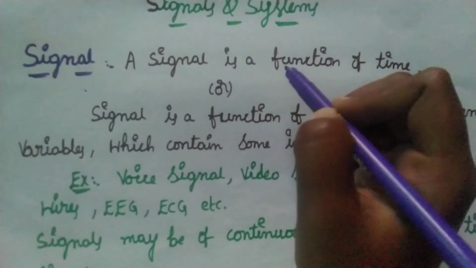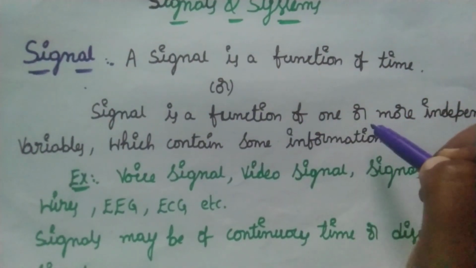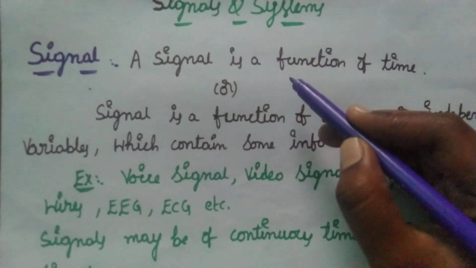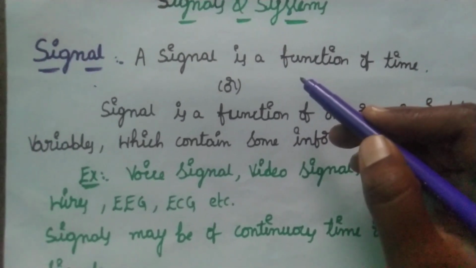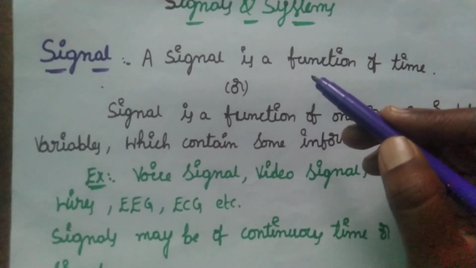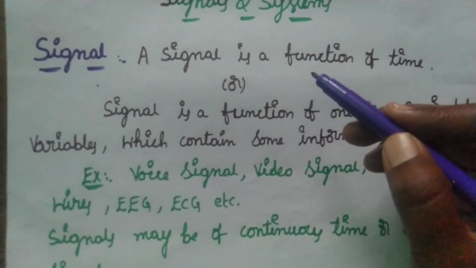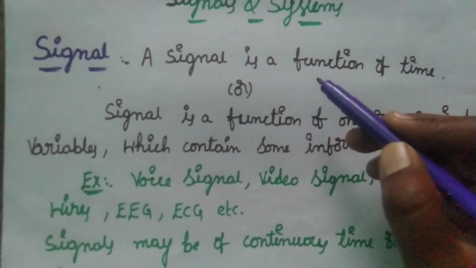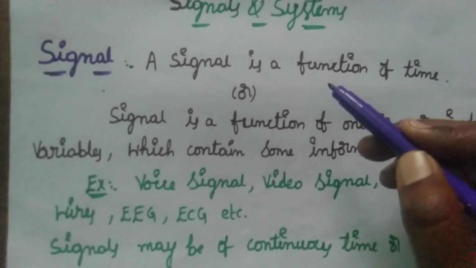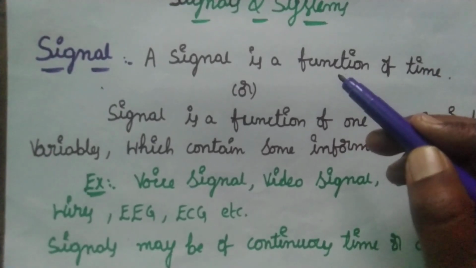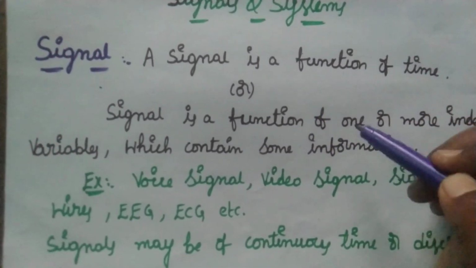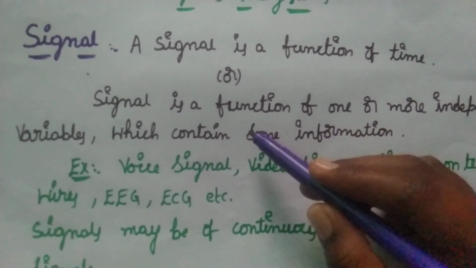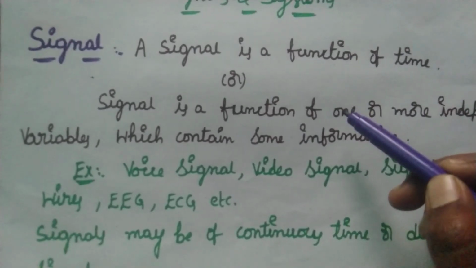A signal is a function of time, or a function of one or more independent variables, which contains some information. That means we have so many signals, continuous signals and discrete time signals. Here the important point is that a signal is a function of time. It varies with time. Another definition: a signal is a function of one or more independent variables which contain some information.